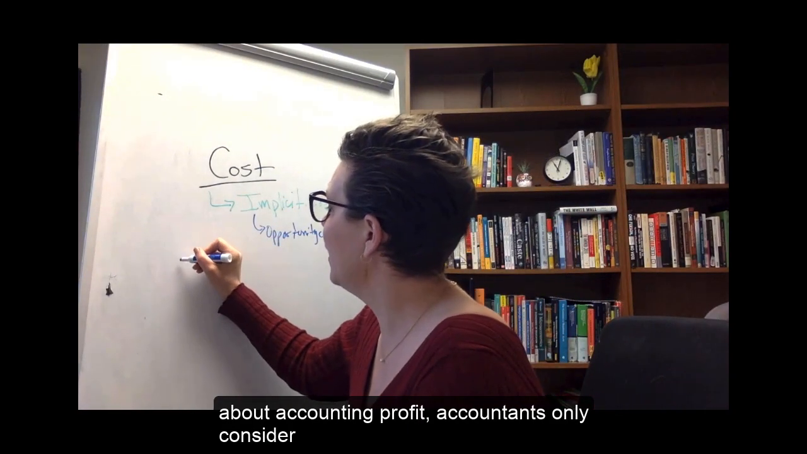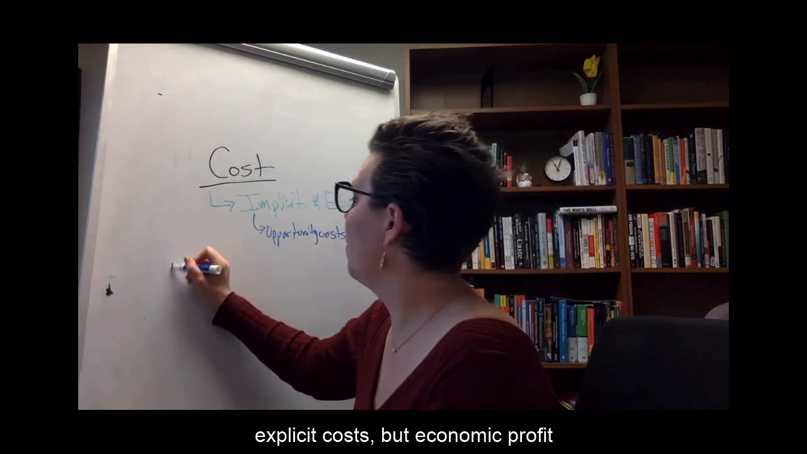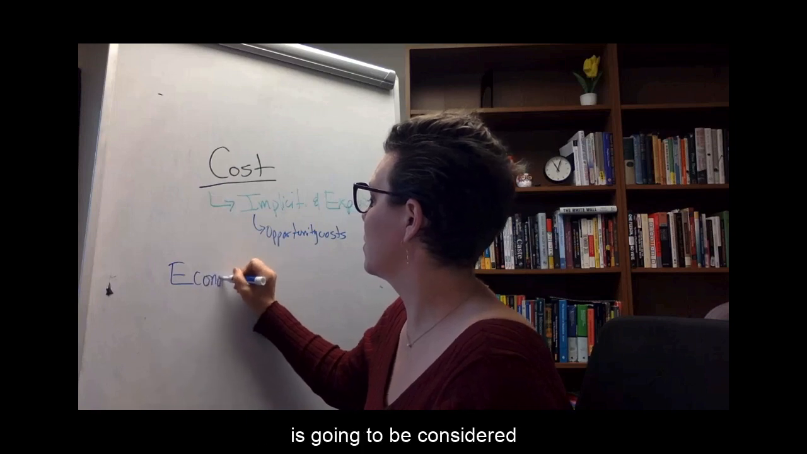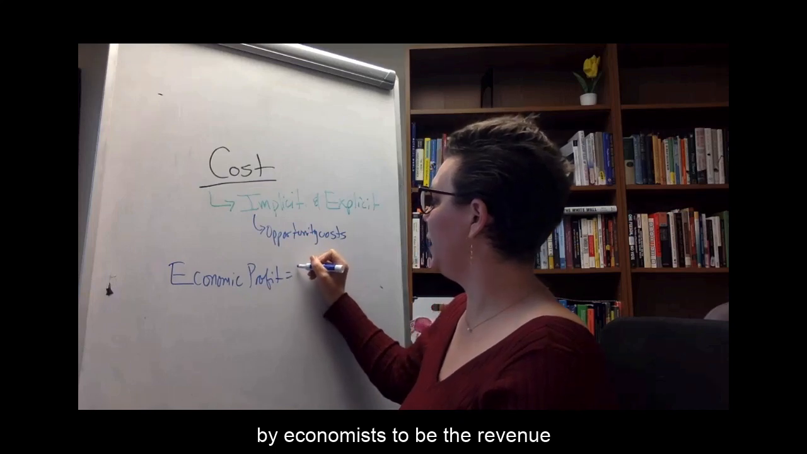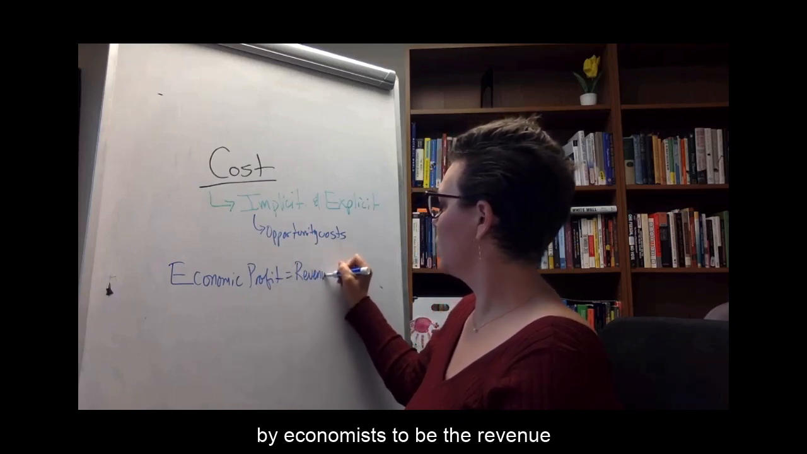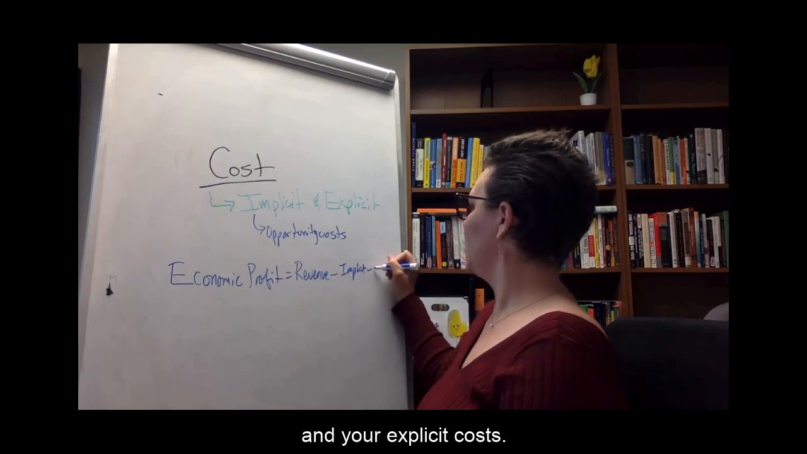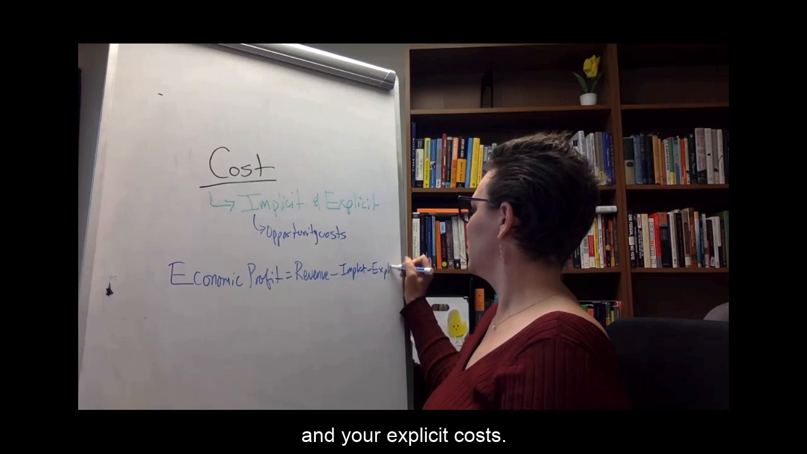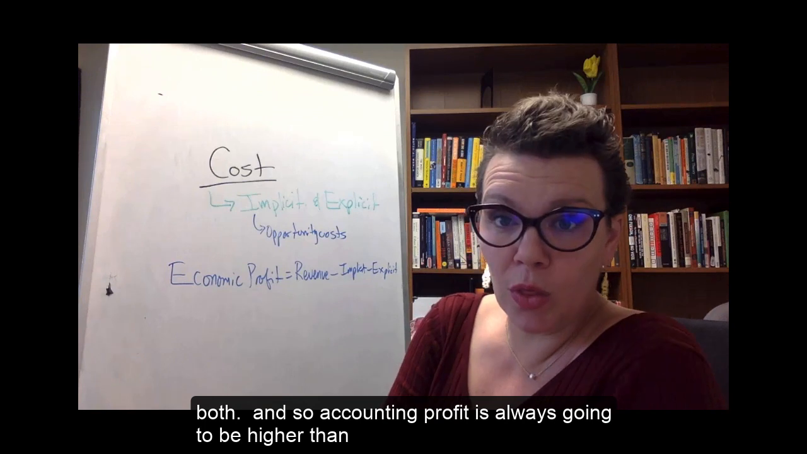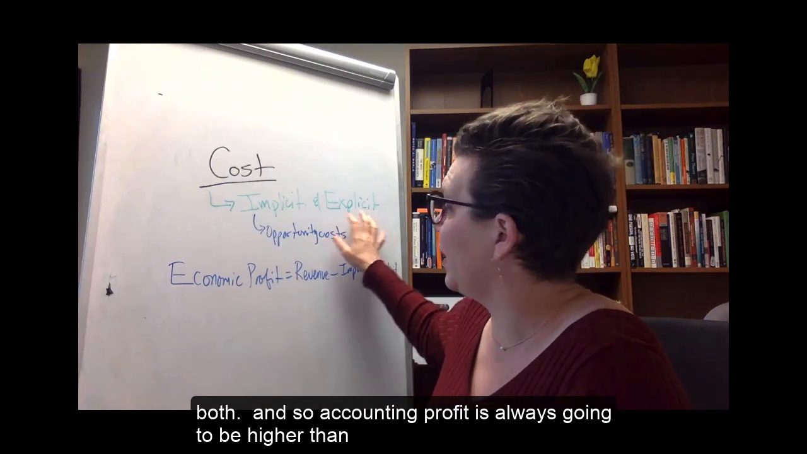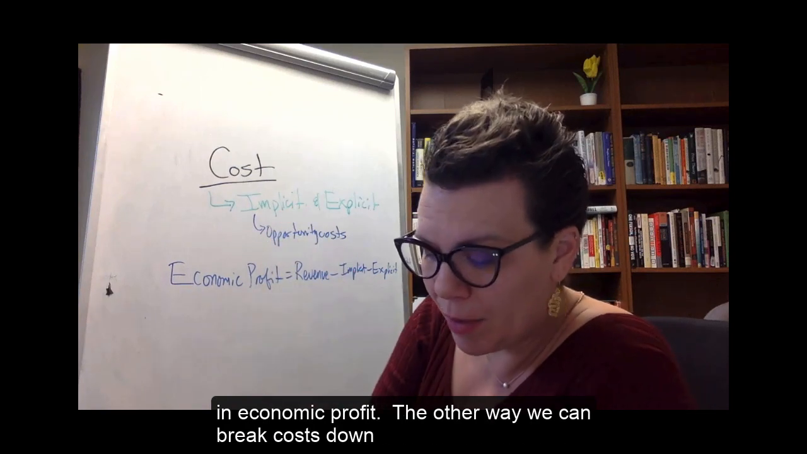When we think about accounting profit, accountants only consider explicit costs, but economic profit is going to be considered by economists to be your revenue minus your implicit and your explicit cost. So economists are always going to consider both. And so accounting profit is going to be higher than economic profit because there's going to be some other things taken into consideration in economic profit.